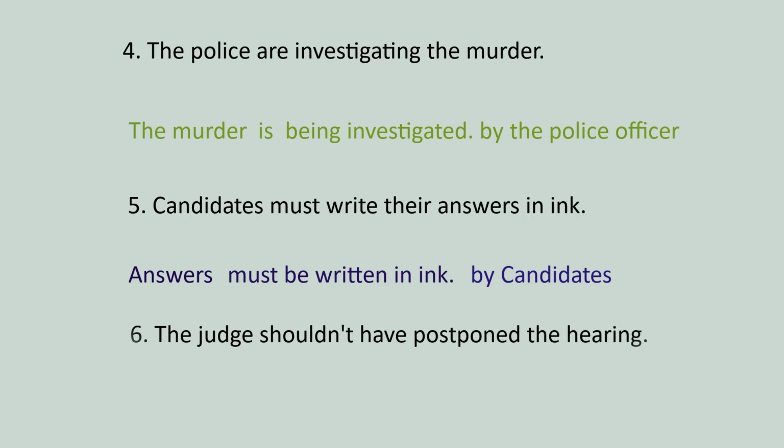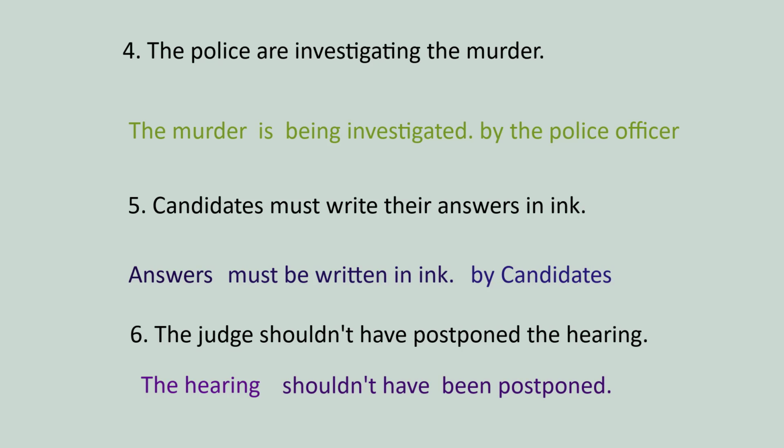The last one, the judge shouldn't have postponed the hearing. Here, the hearing is the object, now it is the subject of the sentence. And shouldn't have, I conjugate the to be verb to been because it is present perfect. Postponed is a regular verb, no changing here. The past participle is postponed. The hearing shouldn't have been postponed. And I didn't ignore the subject, by the judge. The hearing shouldn't have been postponed by the judge.